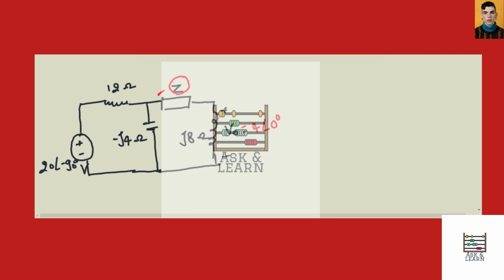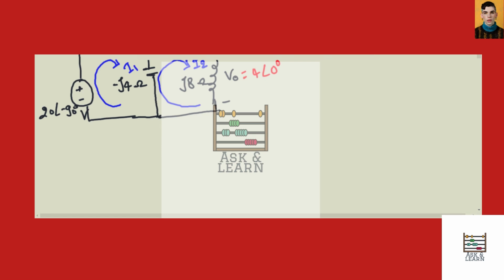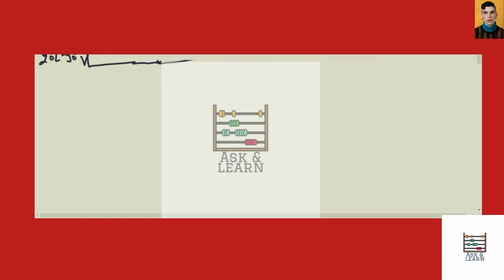We can solve this problem with the help of KVL. Let's suppose this is our first loop and the loop current is I1. And this is our second loop and the loop current is I2. So let's apply KVL one by one. I am writing the KVL equations for loop number 1 and loop number 2 respectively.